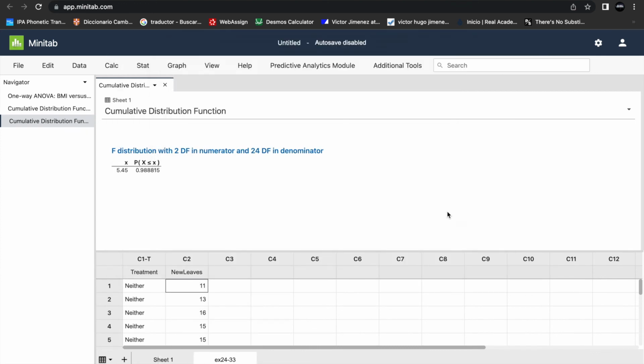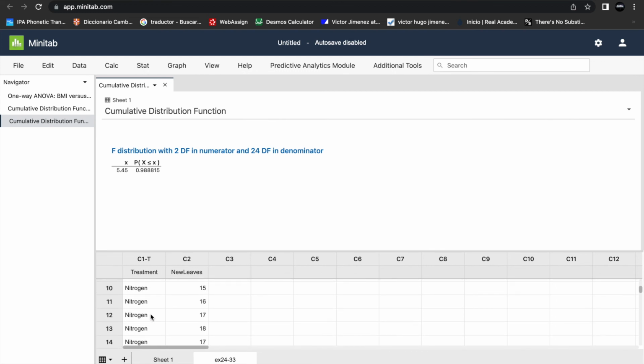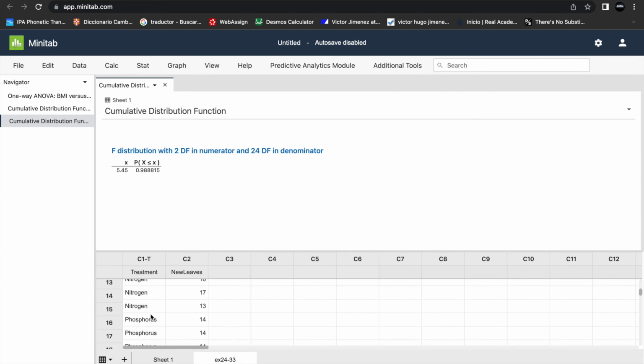Oh, but we have a problem with this template. Unfortunately, in this version of Minitab, we cannot compute the 4 stem plots together. So what can we do in that case? Well, I use something to solve this. First, notice we have 4 categories: neither, nitrogen, phosphorus, and both.